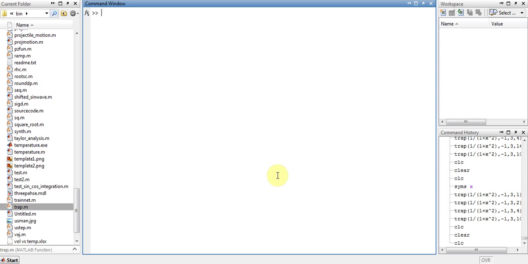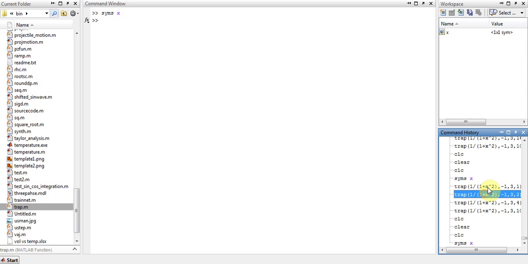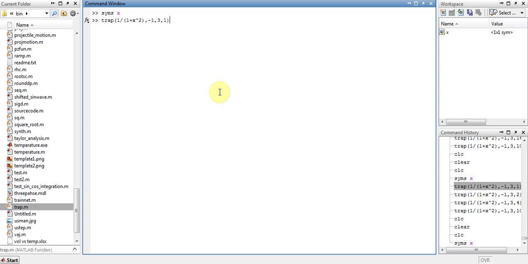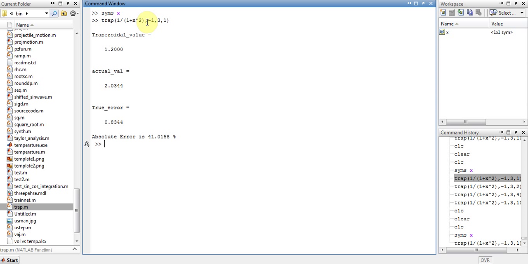So let's get started with the demonstration. I use syms x to declare my variable x symbolically. For instance, I'm using a simple function, 1 over 1 plus x squared, and integrating it from negative 1 to 3, using 1 trapezoid. By using this, we find that the trapezoidal value is 1.2, my actual value is 2.0344, and the true error is this, and I have 41.0158% absolute error, which is a huge amount of error.